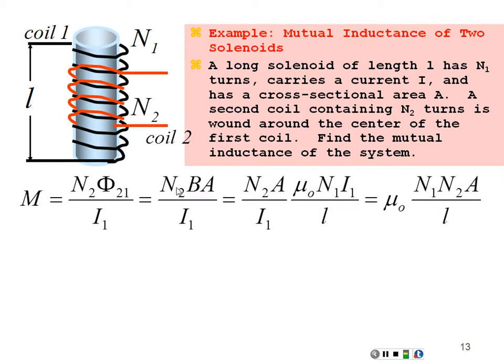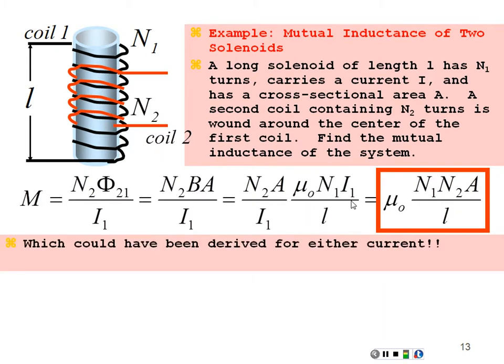And that's going to be equal to the number of turns N2, flux B times A over the current of the first coil. Well, the magnetic field going through the secondary coil is actually the magnetic field produced by the first coil, mu naught little n, or N1 over L times I1. That times A will be the flux, and then we have times N2 over I1. The I1s cancel out, and we end up with mu naught N1 N2 area over L. We did this for coil number 2 with respect to coil number 1, but we could have done it the other way around and we would have gotten the same result. So this could have been derived for either current.